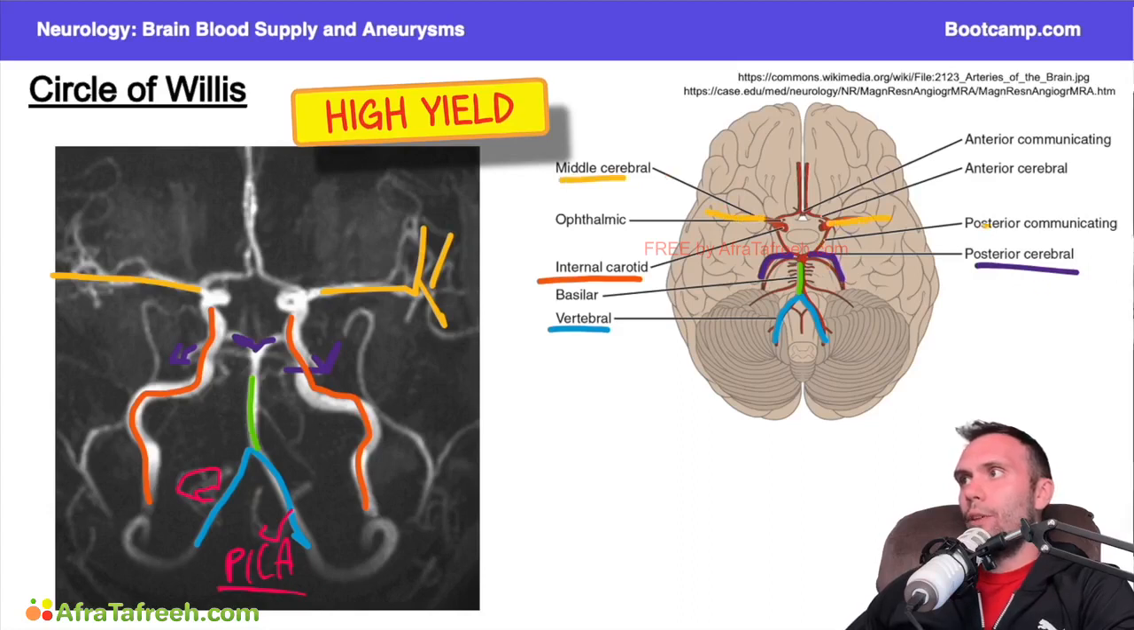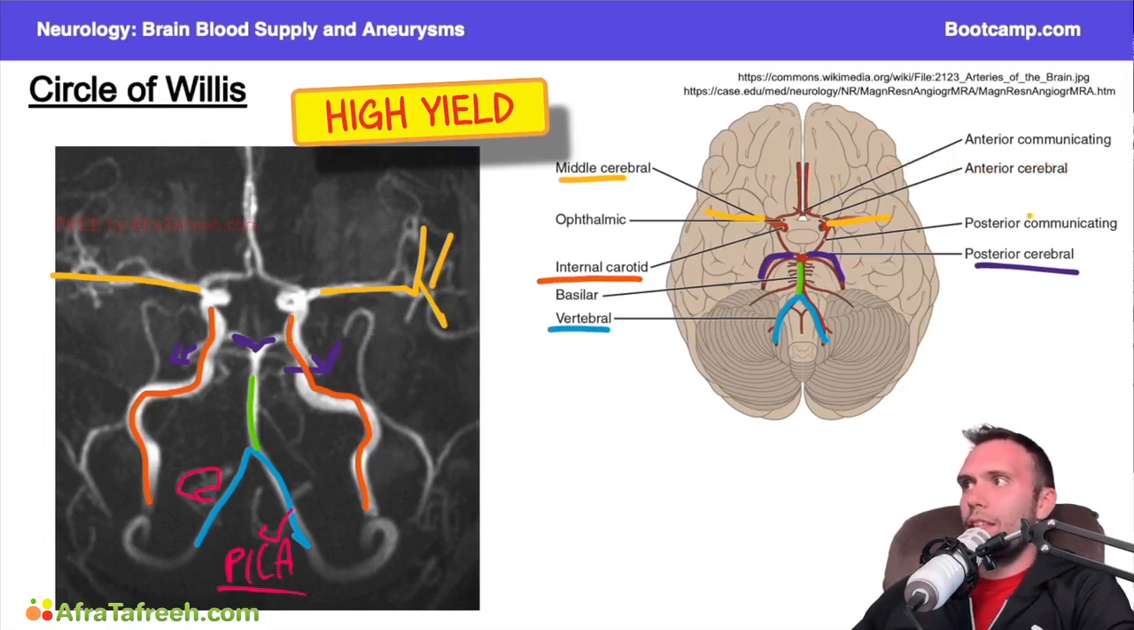And then you can see here the posterior communicating artery is actually going to help connect this posterior circulation over here with more of this anterior circulation over here. It's not depicted super well in this image, but just keep that in mind. And remember, the posterior communicating artery is really associated with the oculomotor nerve palsy.